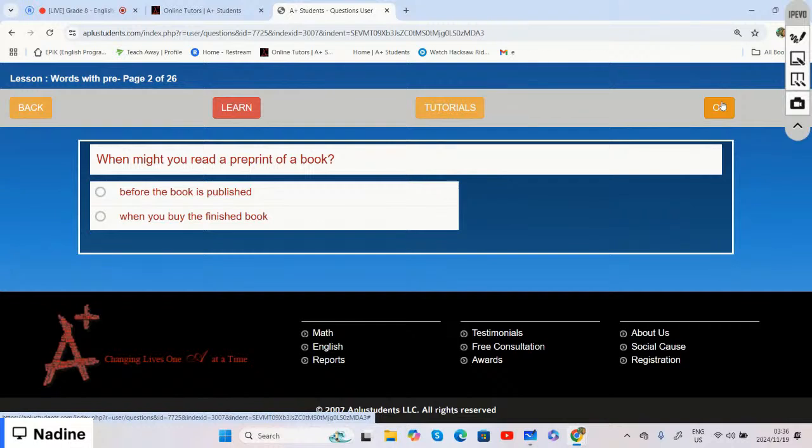The next one says, when might you read a pre-print of a book? A pre-print. Is it option one, before a book is published? Or option two, when you buy the finished book?